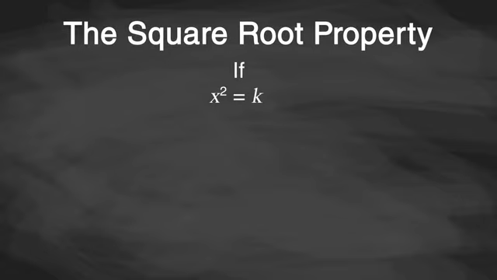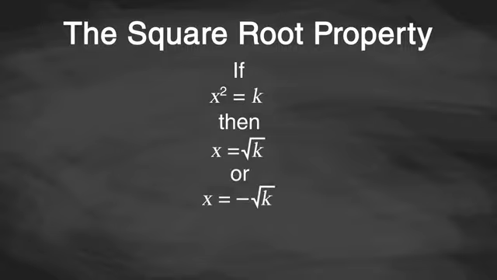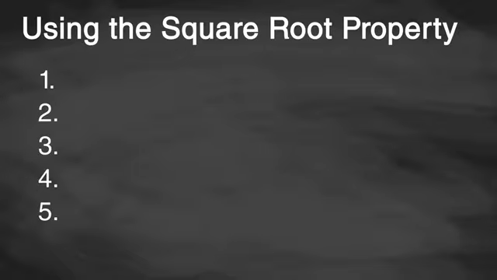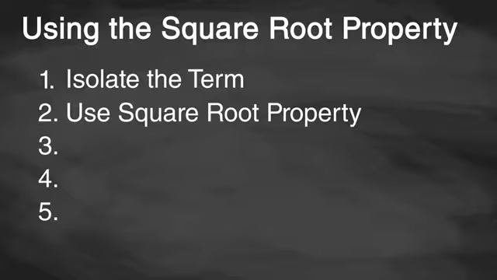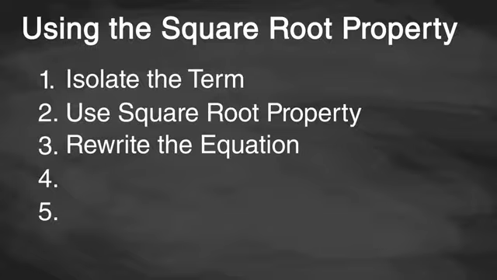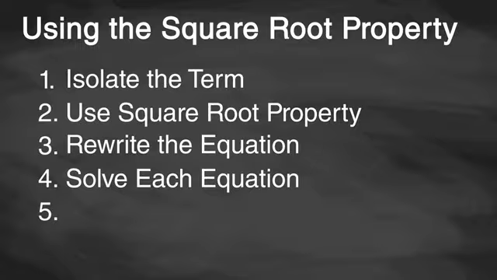The square root property method states if x squared equals k, then x equals the square root of k, or x equals the negative square root of k, or x equals plus or minus the square root of k. There are 5 steps for solving quadratic equations using the square root property method. 1. Isolate the term. 2. Use the square root property. 3. Rewrite the equation. 4. Solve each equation.